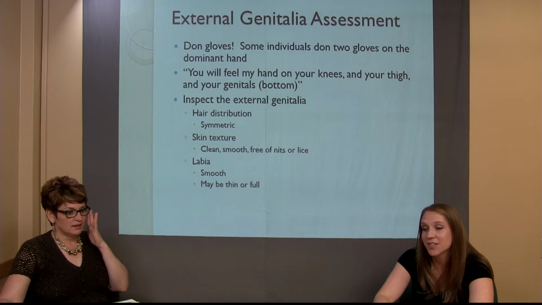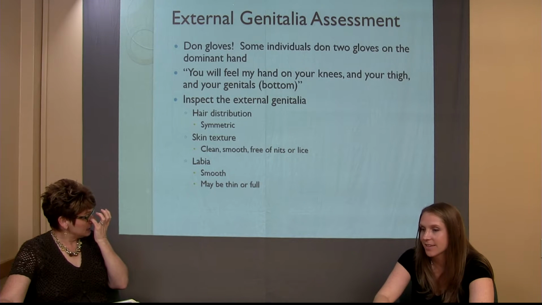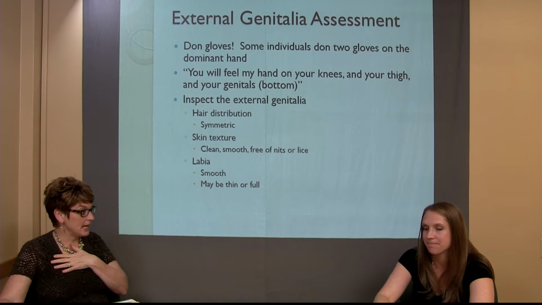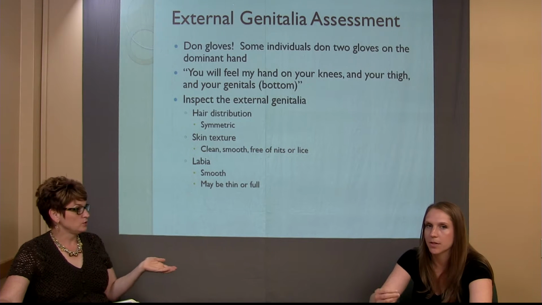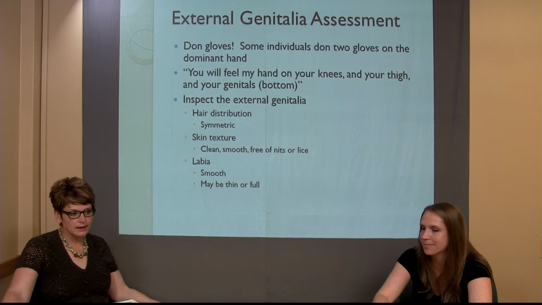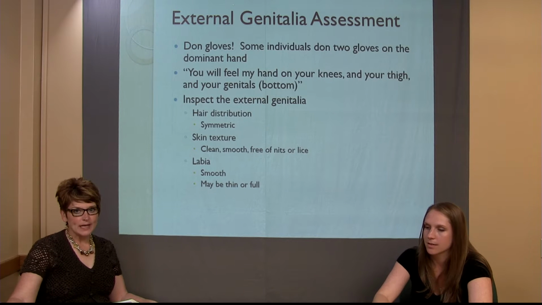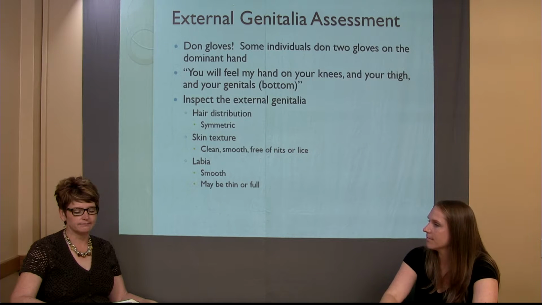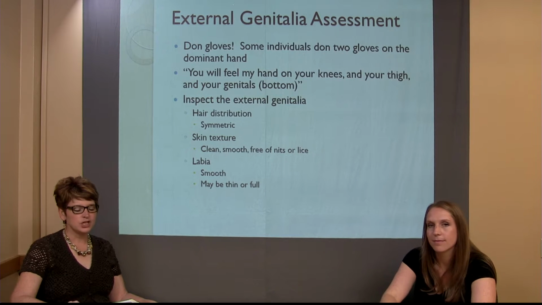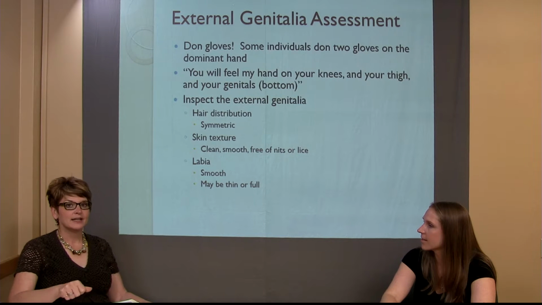Make sure to put your gloves on. Yes, yes. And some people put two gloves on their dominant hand so that they can do a rectovaginal exam. If I have somebody who's doing colonoscopies, I don't do that. I always tell them, because this is the way I was taught. I learned how to do Paps and pelvics with what was called GTAs. I thought I was going to forget.